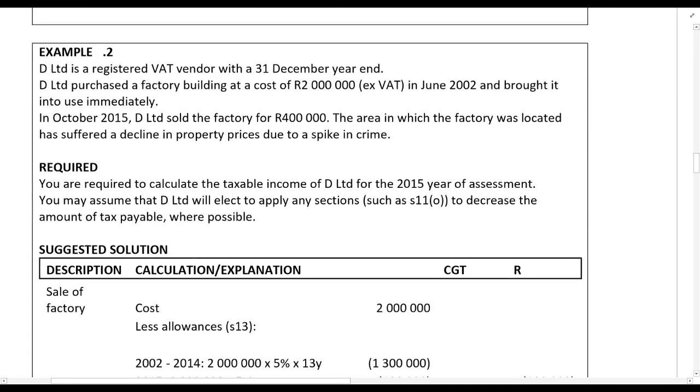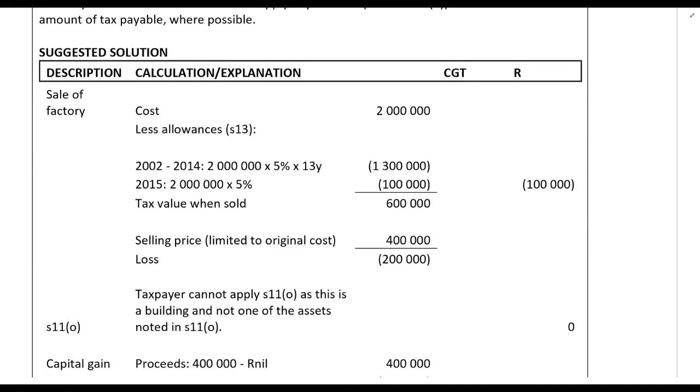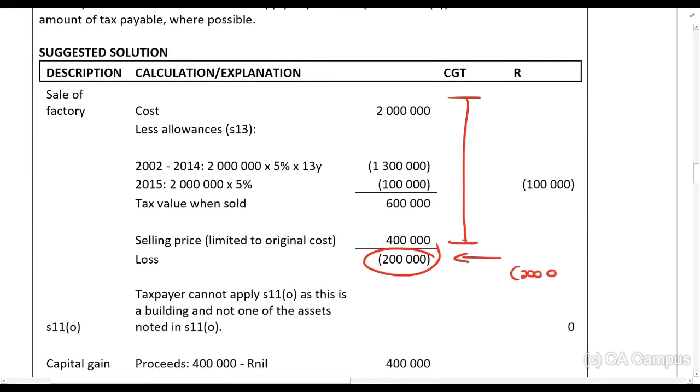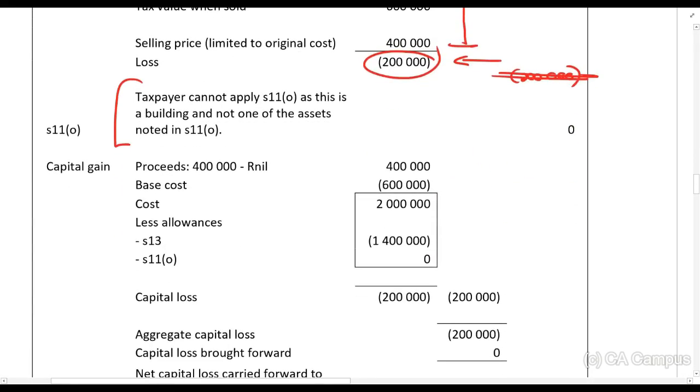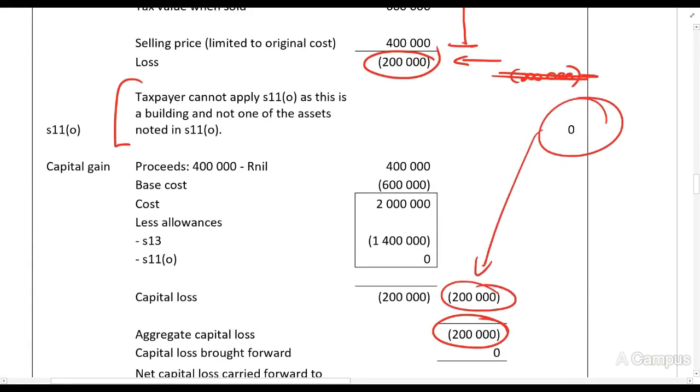So D Limited is a registered vendor with a December year end. They purchased a factory building at a cost of 2 million rands, brought into use immediately, and they sold it for 400,000 rands in 2015. So what I want you to see is, when we do the calculation, you can now do it at this point in time, you have a 200,000 rands loss. Now if you want to apply Section 11O, it will make that 200,000 rand loss in our rands column. However, this is a building, so Section 11O cannot apply to it. So it's going to end up as a capital loss for us. Right, so make sure that you see you can't apply it.